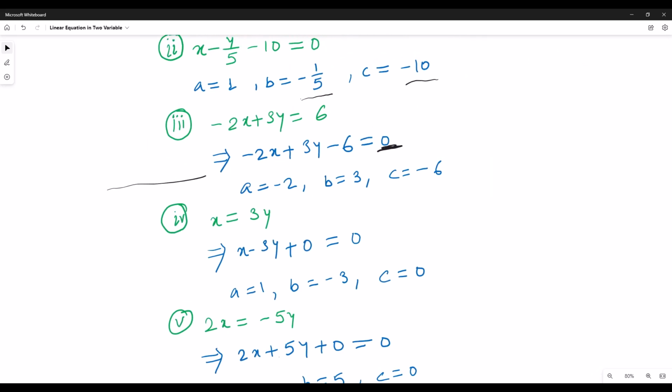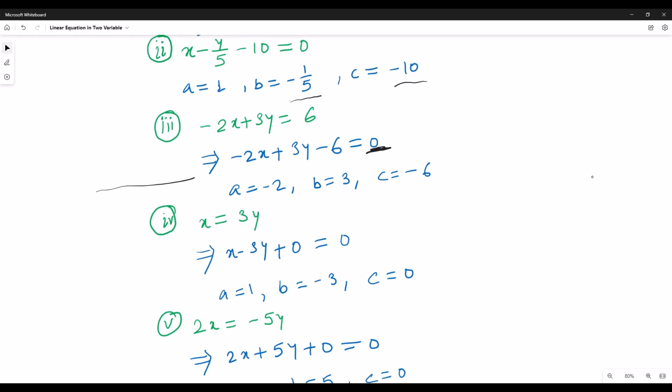One interesting thing will be if you multiply this by minus 1 on both sides. So what will it become? It will become 2x minus 3y plus 6 equals 0. So here a is 2, b is minus 3, and c is 6. Right. So these two equations are the same. This is not different.